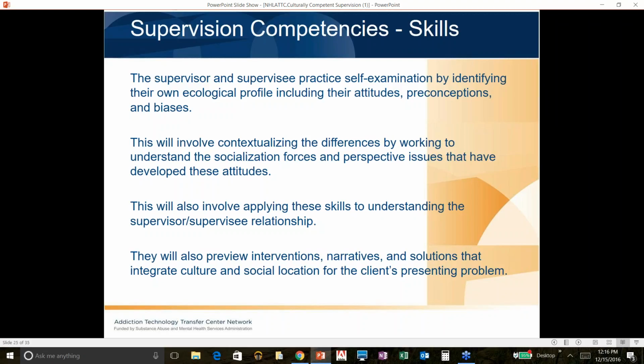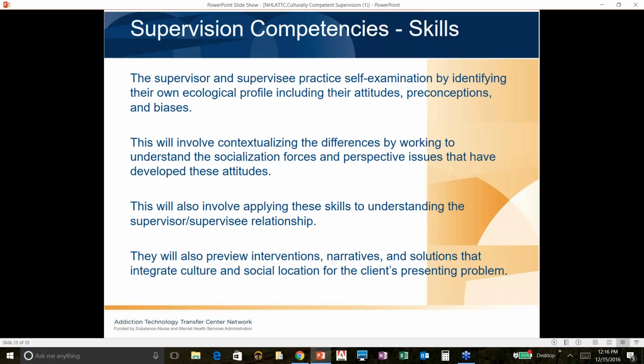Who would you like to have in the session with you? Asking that of a Hispanic or Latino individual can be really helpful because it invites them to bring the family in or to not, if that's their choice. So it just opens up that question. Additionally, we have to practice that self-examination by identifying our own profile, including our attitudes, preconceptions, and biases, by contextualizing the differences by working to understand the socialization forces and perspective issues. This involves applying these skills to understand our relationship, and they preview interventions, narratives, and solutions that integrate culture and social location for the client's presenting problem.